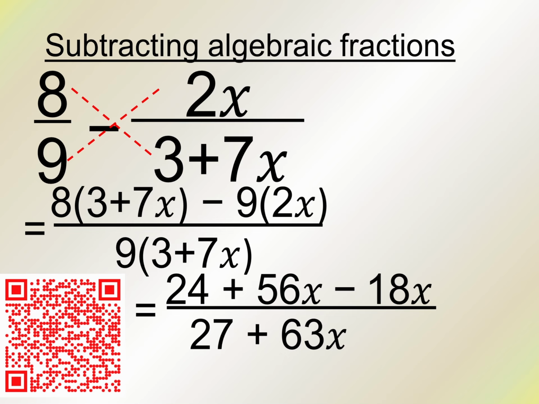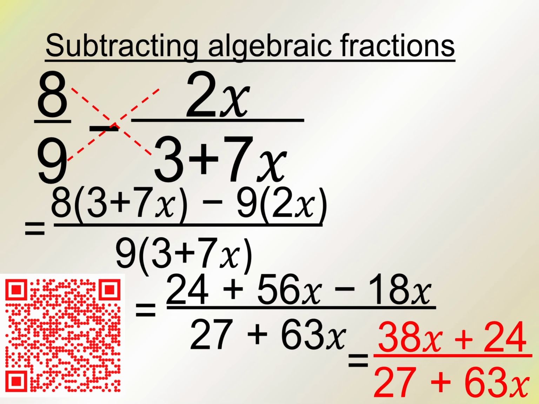Simplify. So if you look at the numerators, you have 56x. Take away 18x, which you can collect together, but the 24 does not have an x, so it stays as 24. So if you do 56x, take away 18x, that gives you 38x. Your denominator, the 27 doesn't have an x, so you can't collect it together.